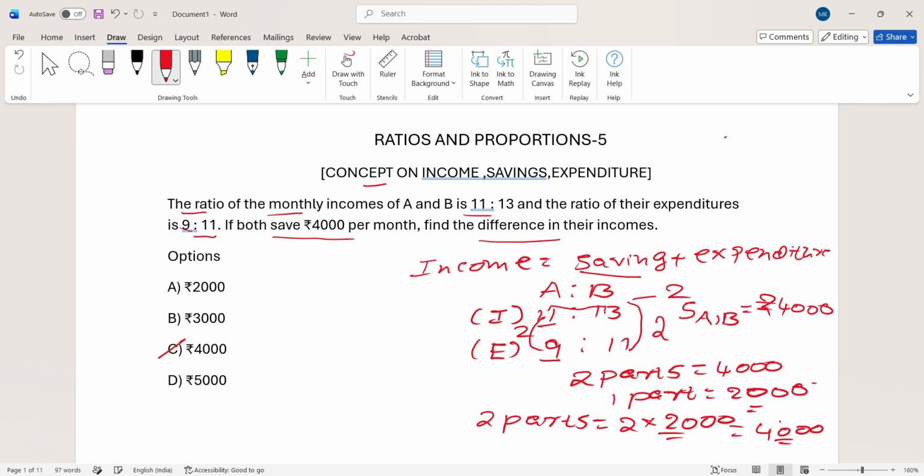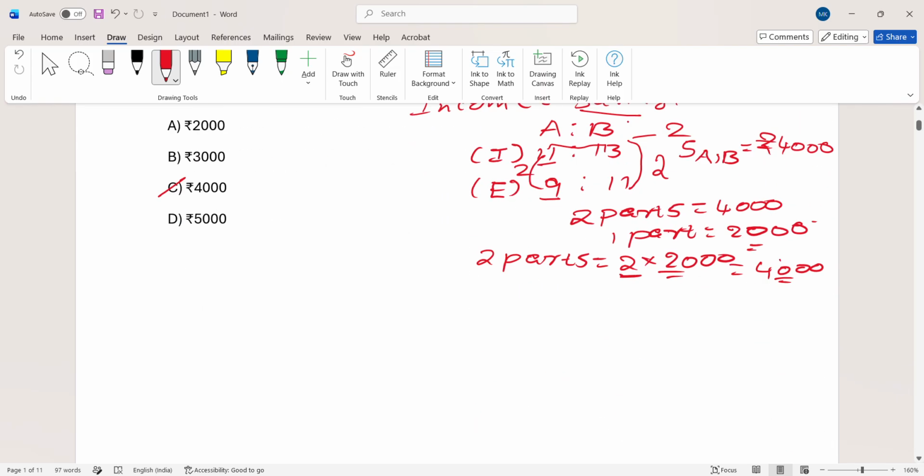Firstly, we write A is to B income ratio, and the expenditure ratio is 9 is to 11. Clearly the difference is two parts. The savings of A and B is 4,000 rupees, so two parts is 4,000, then one part is equal to 2,000. They're asking about the difference of their incomes. The difference of the income is two parts. One part is 2,000, then two parts becomes 4,000. Very simple question.